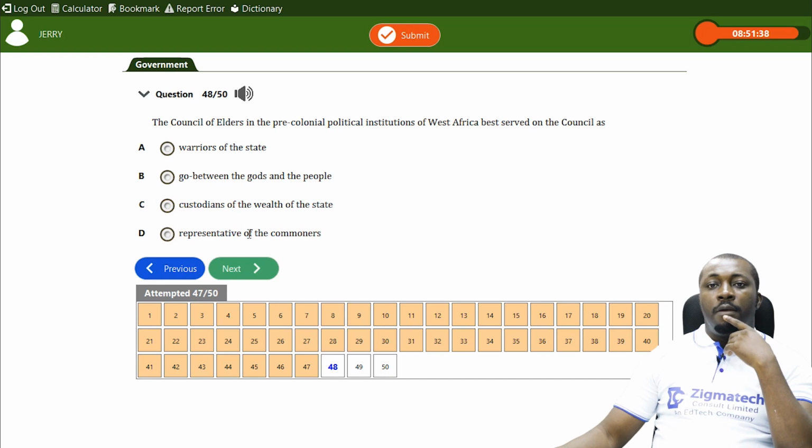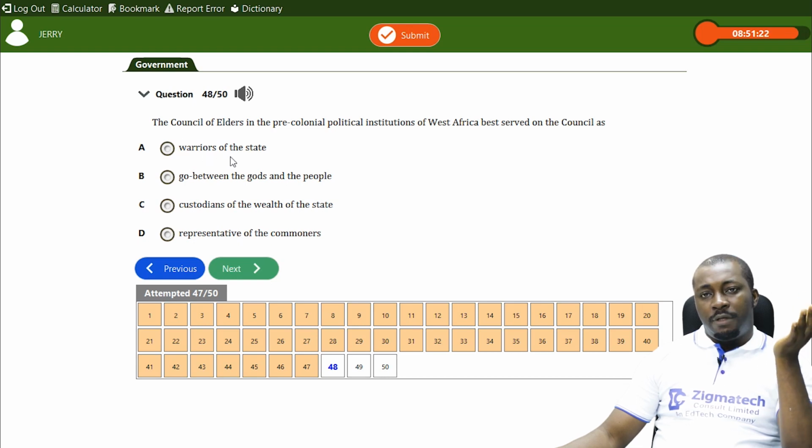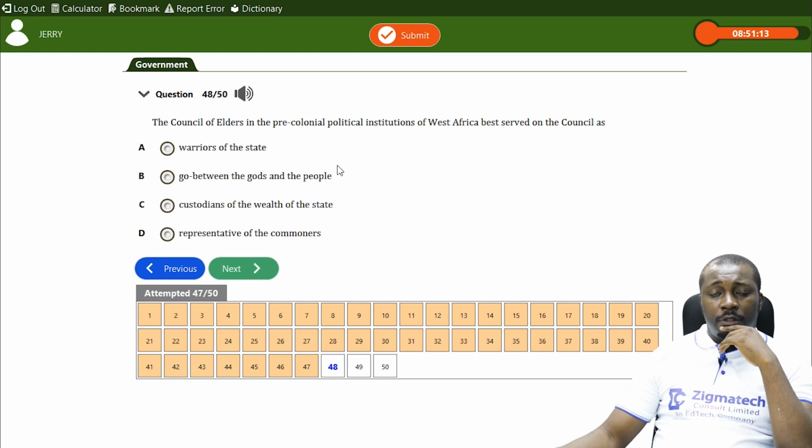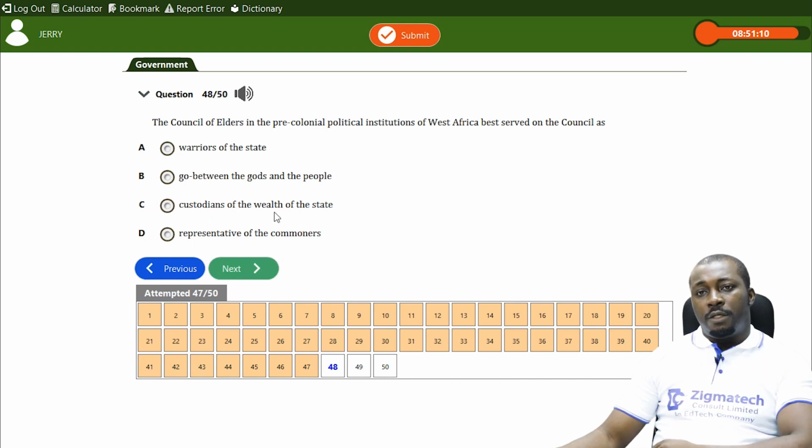Now, the Council of Elders in pre-colonial political institutions of West Africa best served on the council as A, warriors of the state. No, they were not warriors of the state. Rather, for the warriors of the state, you can talk about the age grades in Igbo pre-colonial society. Then you can talk about the armed forces established in the other pre-colonial societies. Now, C, custodians of wealth of the state. No, they were not. D, representatives of the commoners.